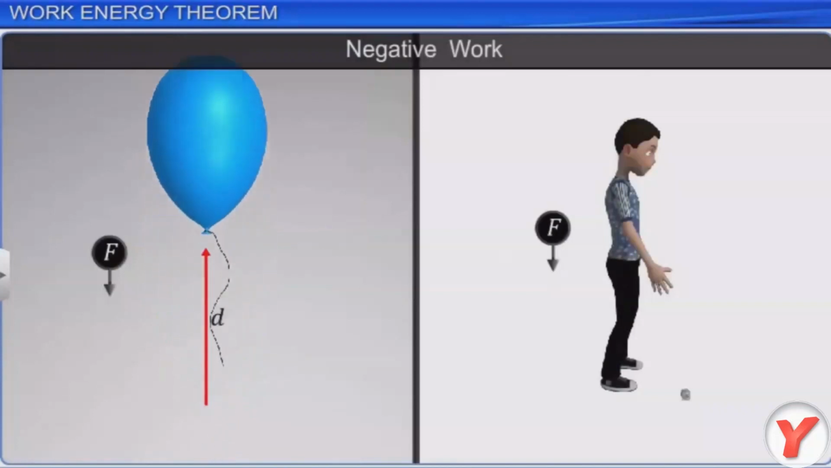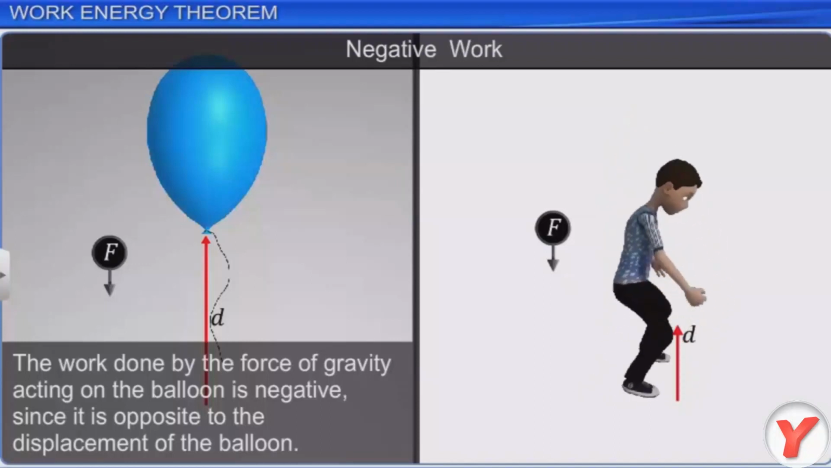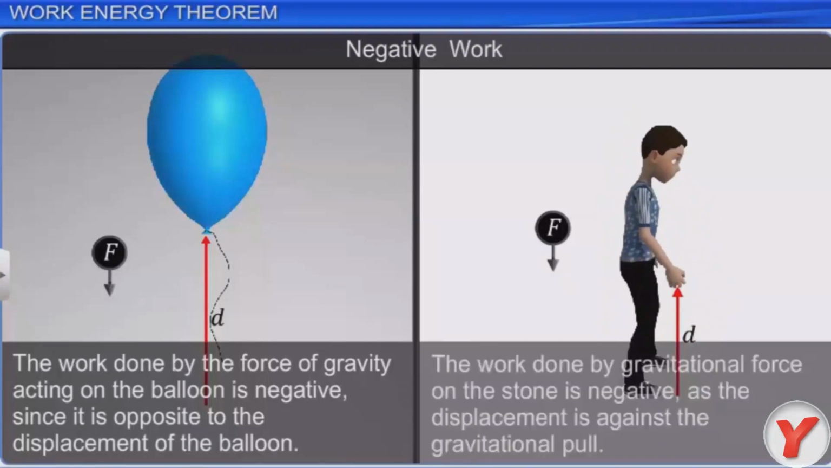In the case of a rising balloon as shown, the work done by the force of gravity acting on the balloon is negative, since it is opposite to the displacement of the balloon. In the example of a boy lifting a stone, the work done by the gravitational force on the stone is negative, as the displacement is against the gravitational pull.